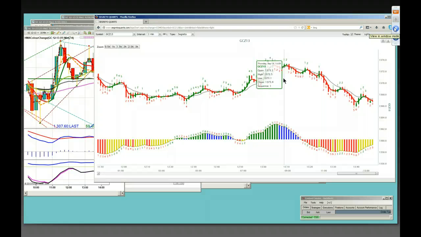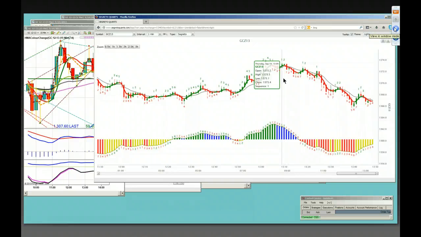So in highlighting the colors real quick, the first thing you want to separate is what the oscillators are doing versus the candles versus the HMA color change. Because all three are going to give you slightly different timings.